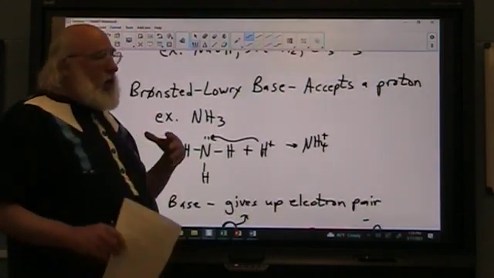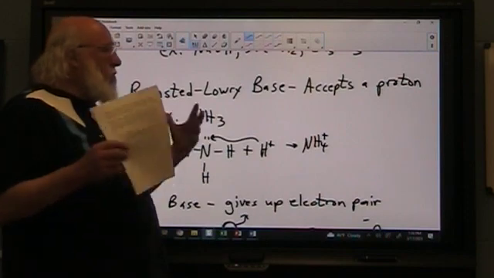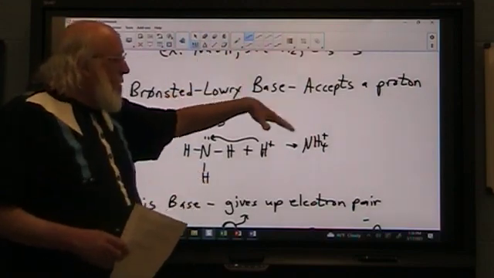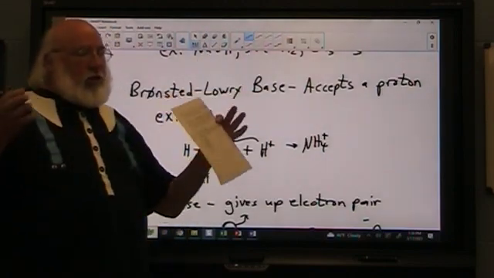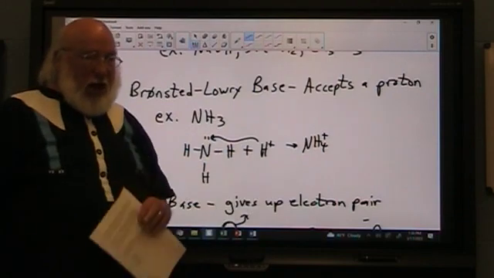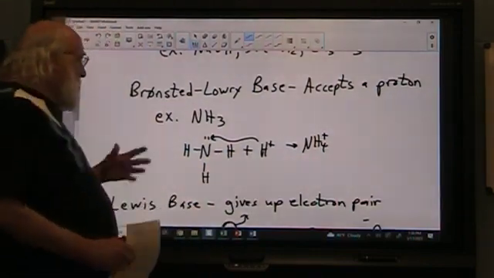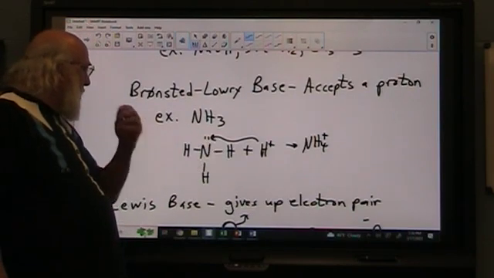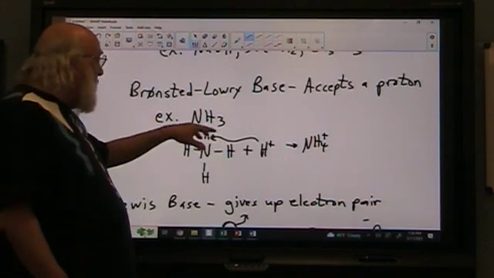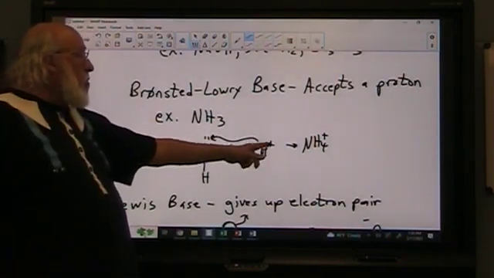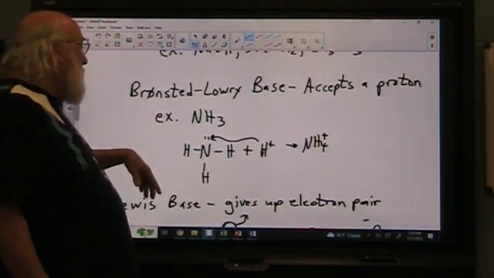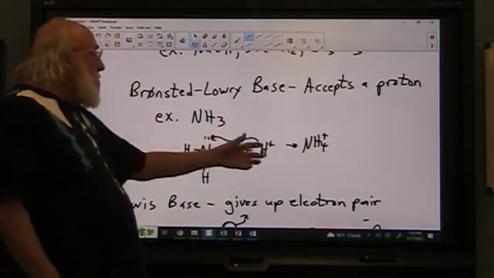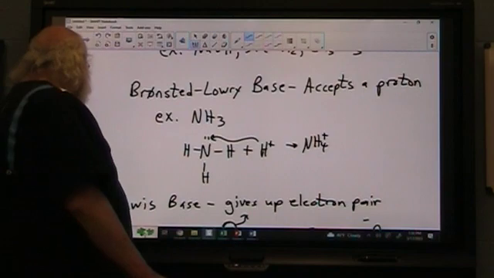A Brønsted-Lowry base, however, is defined as accepting a proton. A Brønsted-Lowry acid gives up a proton, the base accepts the proton. Remember, acids and bases are exactly opposite. So what one does, the other does just the opposite, probably out of spite. The example here is ammonia. The Lewis dot structure has a pair of electron dots that are not shared, so that is going to attract a proton, usually in the form of a hydrogen ion, to create what we call the ammonium ion. Because of that attraction, this ion is able to form.